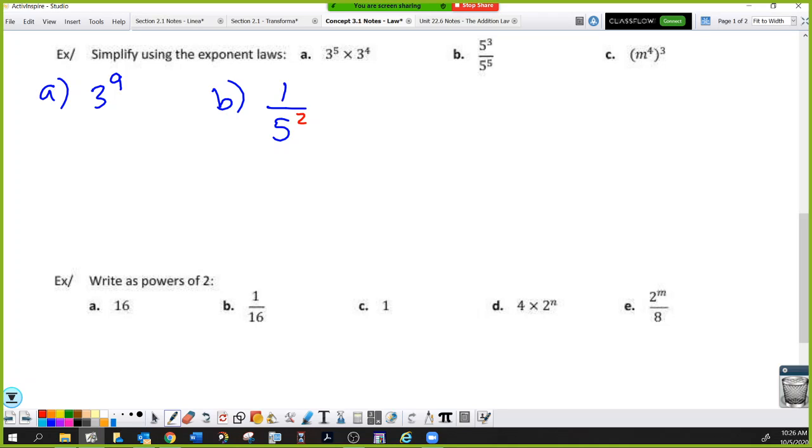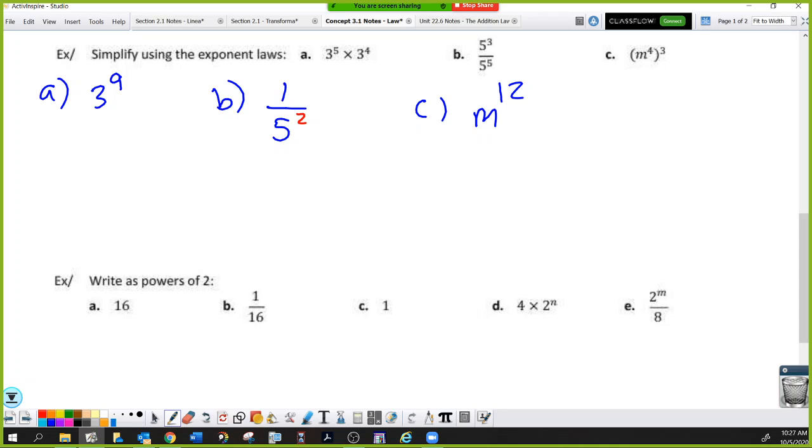Yeah. And then lastly, C, what I've got over there is a power to a power. M to the 4th power raised to the 3rd power. What do I do with those exponents? Multiply. Someone whispered it. There it is. M to the 12th. Simple. Please don't make this hard. Very, very simple. That's not IB. That's just practice. Okay?